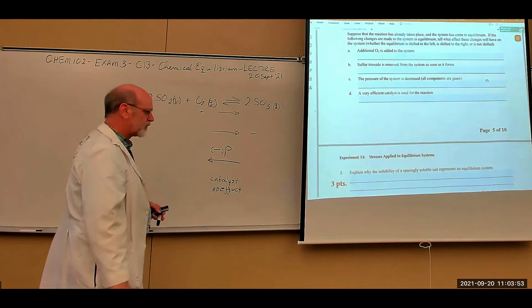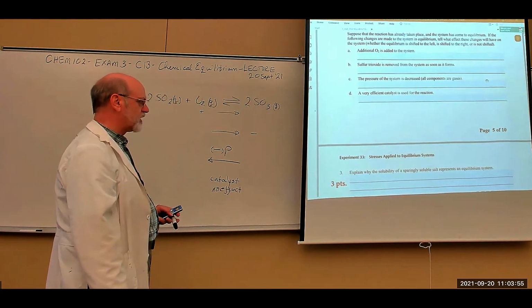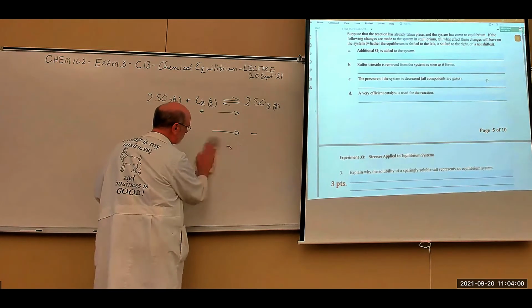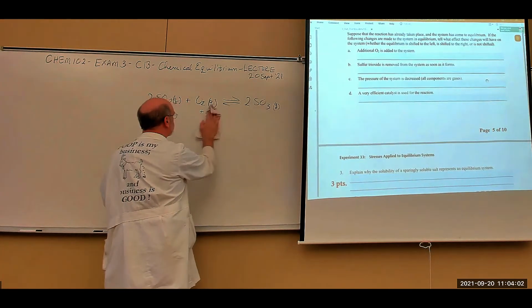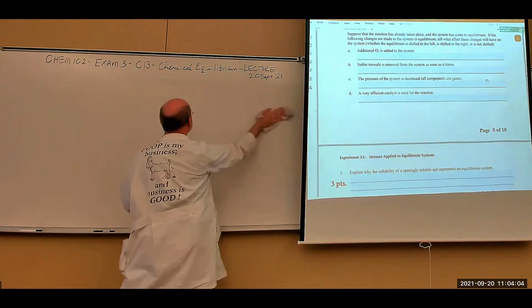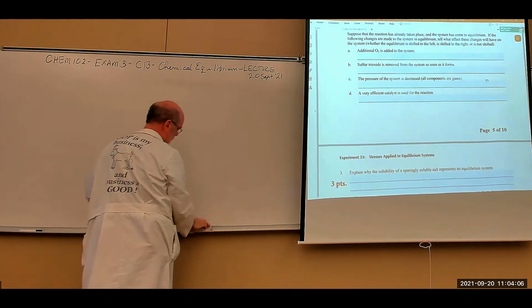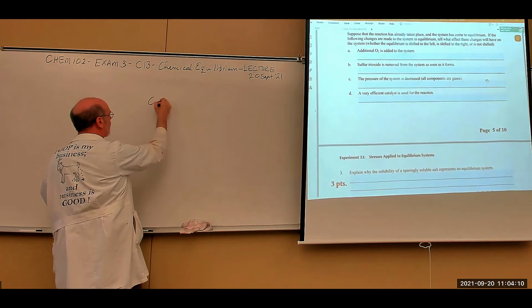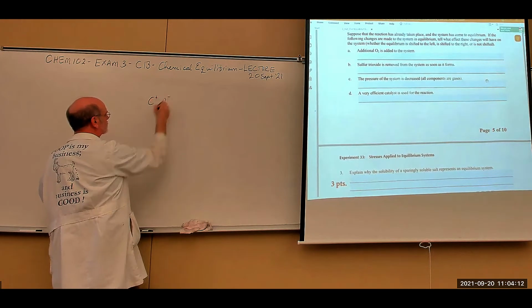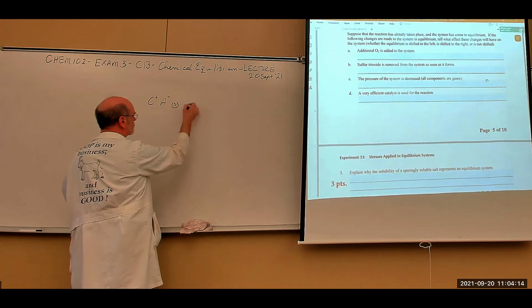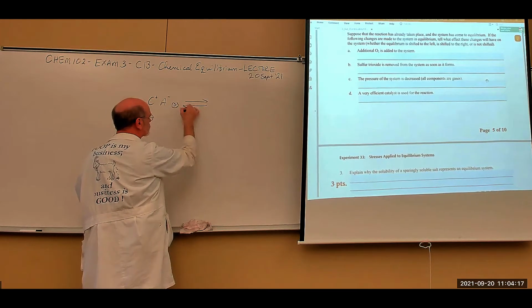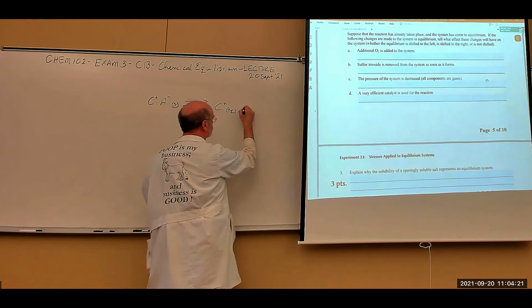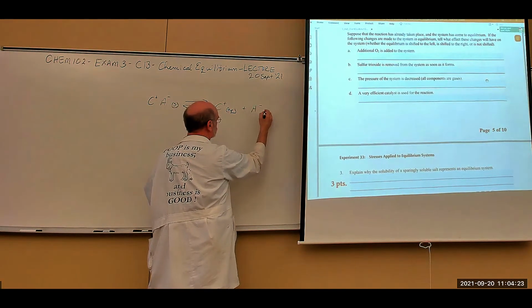Number 3 is another one. Explain why the solubility of a sparingly soluble salt represents an equilibrium system. So a sparingly soluble salt, what would that be? Well, it doesn't matter really. You have a cation and an anion. Solid, and it's becoming cation in solution and anion in solution.